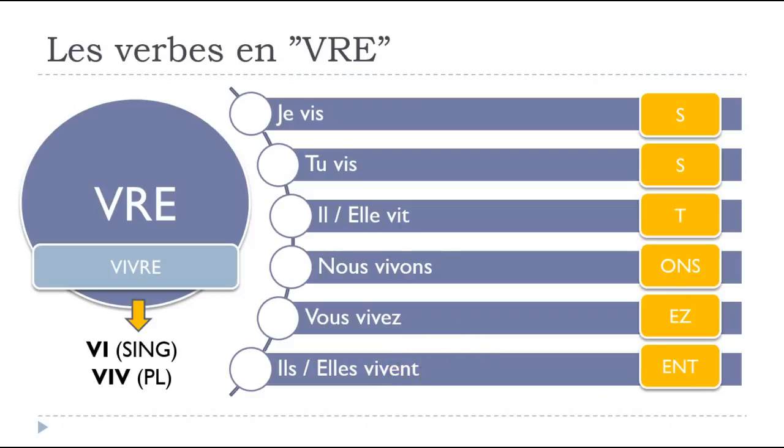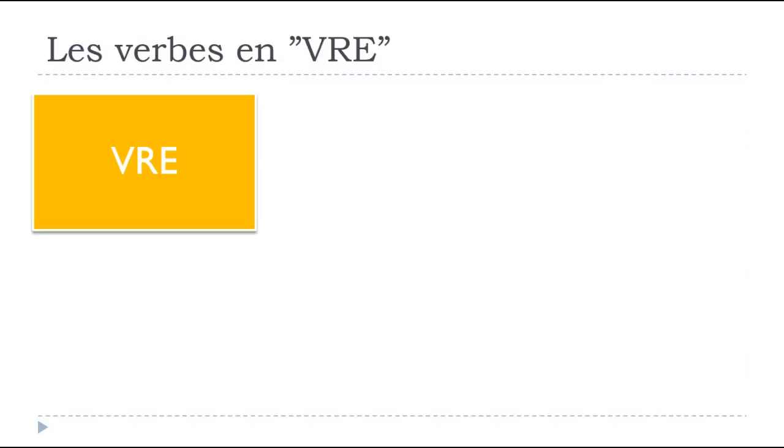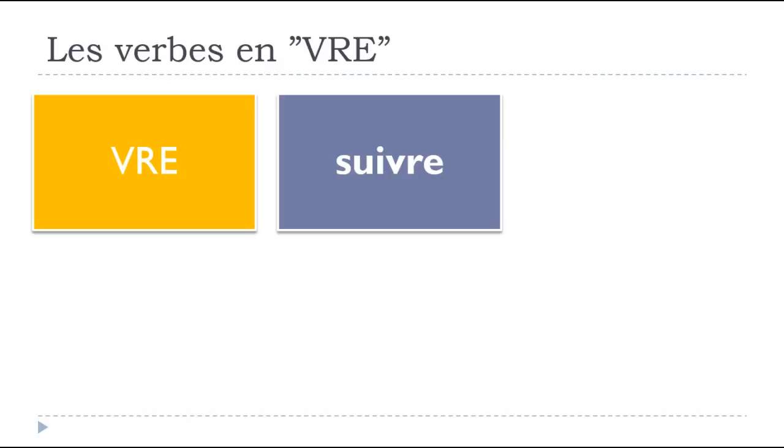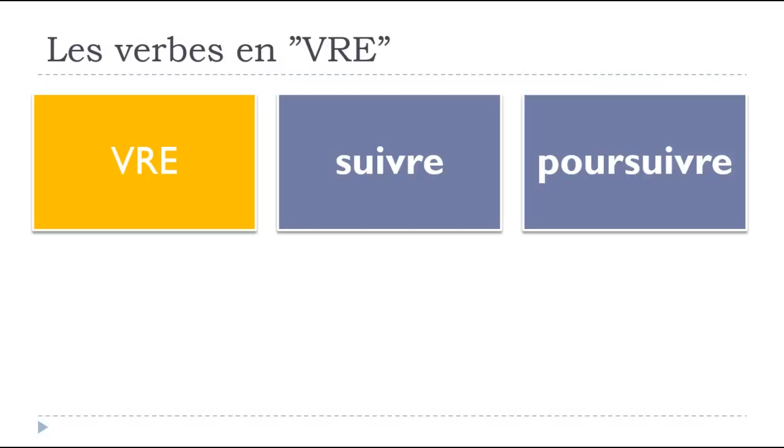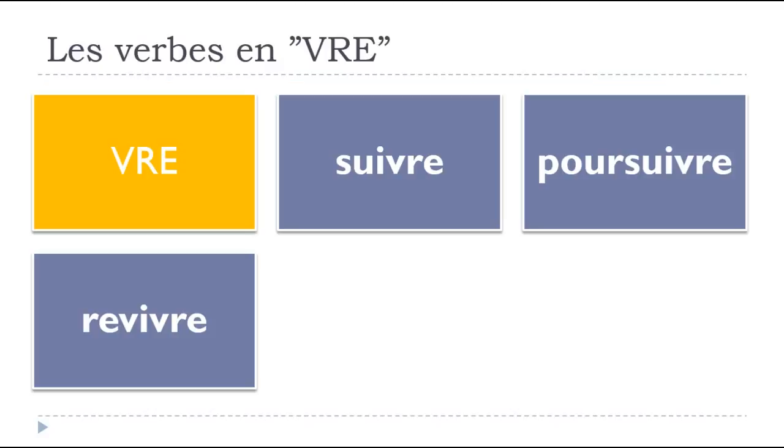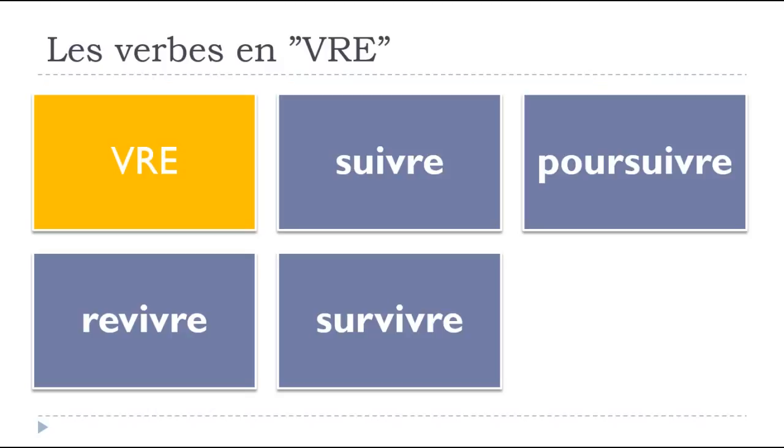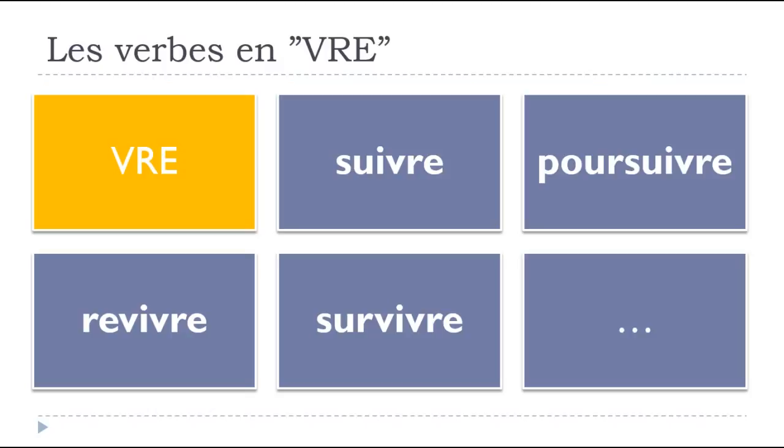Alright, so let's see now what verbs are conjugated like vivre. We've got suivre, poursuivre, revivre, survivre, and a few others, but these are the main ones. So, suivre, poursuivre, revivre, survivre. Okay, so let's see what they mean.